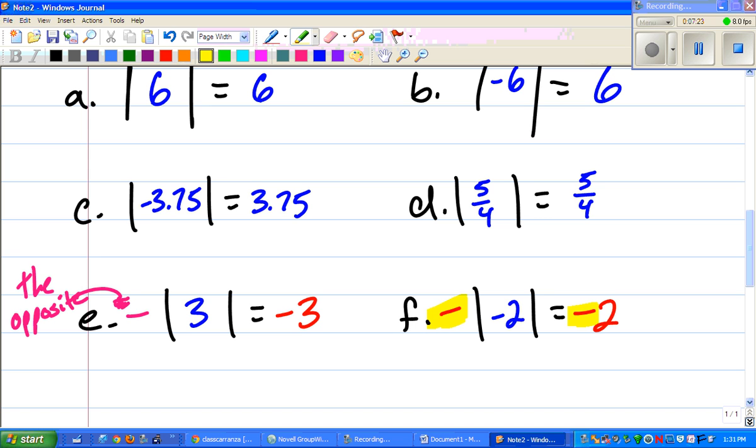All right. Well, that's it for our notes today on chapter 1.4, section 2 on the additive inverse and absolute value.